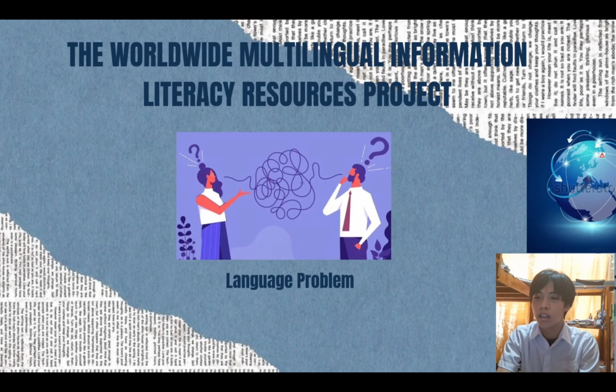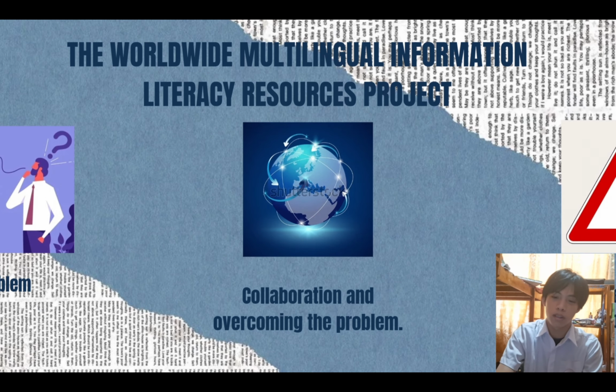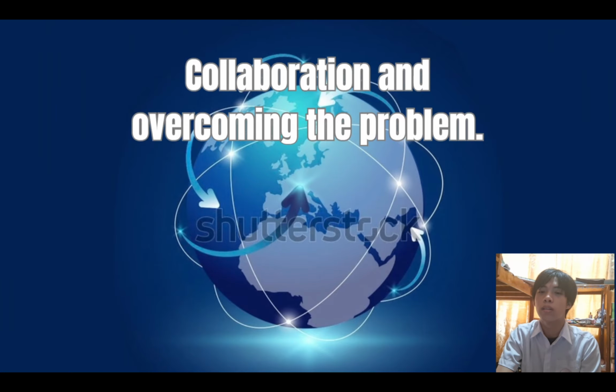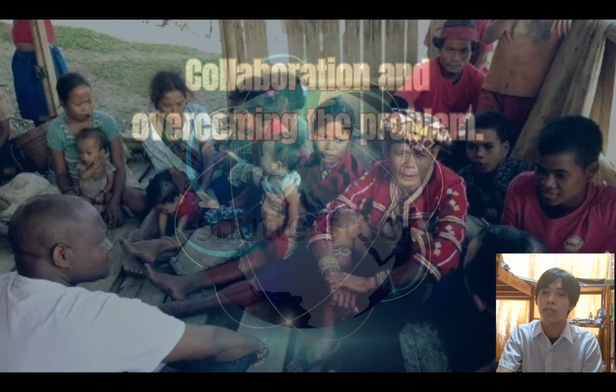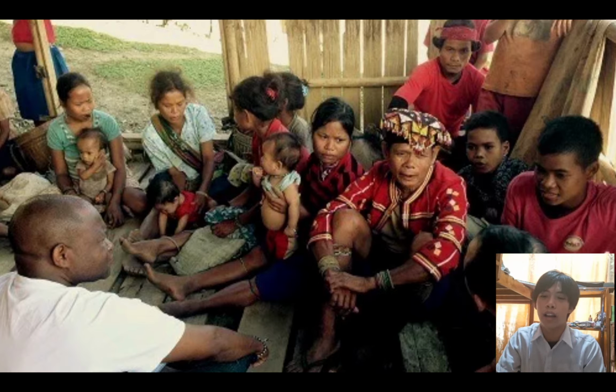We're gonna proceed to collaboration and overcoming the problem. Well, this is very important because collaboration means to expand the ILR project and also overcome the problem from the many language or indigenous language peoples. Here, collaboration overcoming the problem. From what you can see from this picture, indigenous people, these people have a rough time. They don't have ILR, so they don't know what to do.